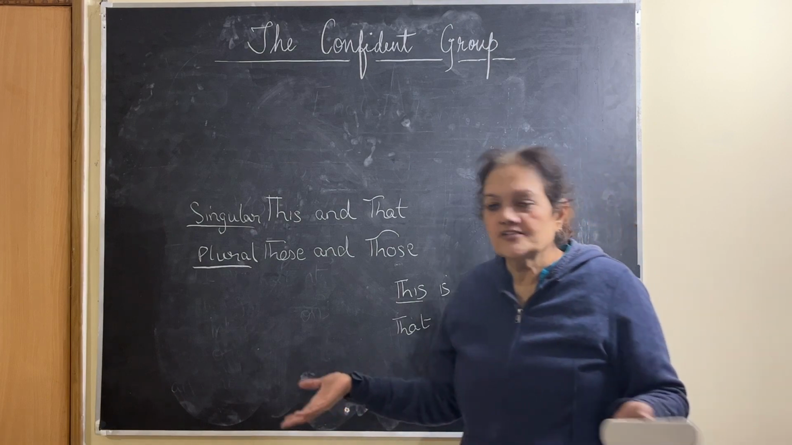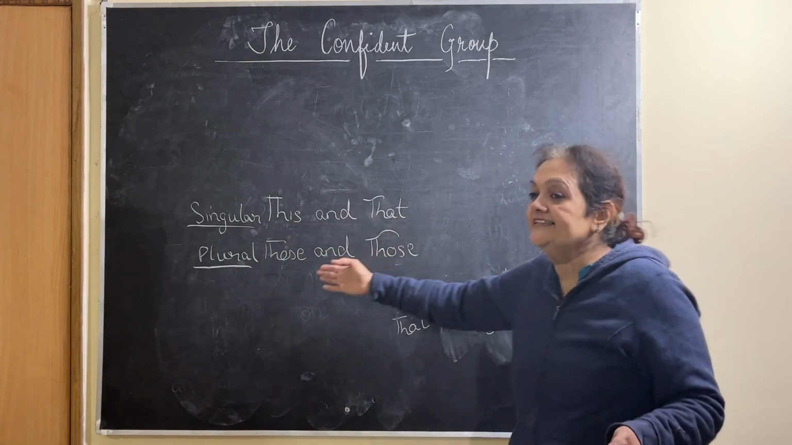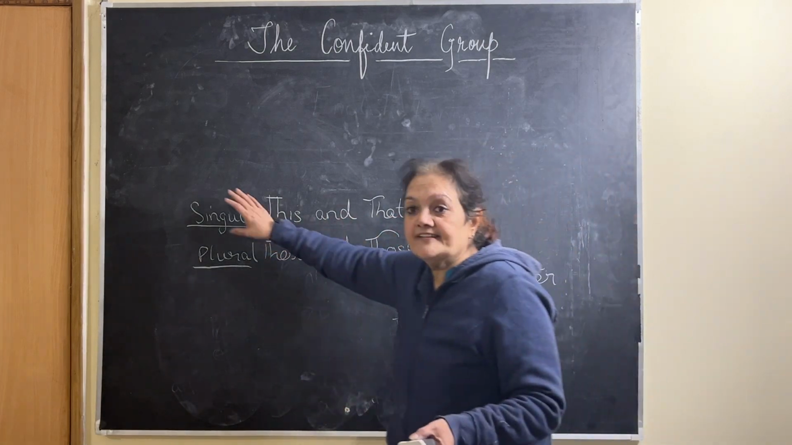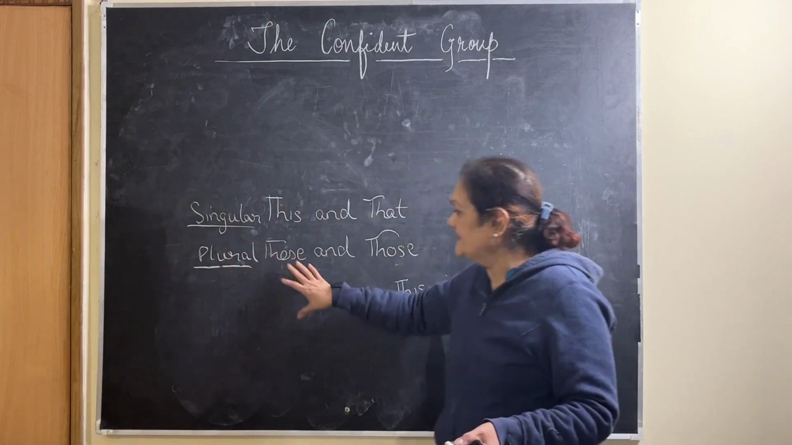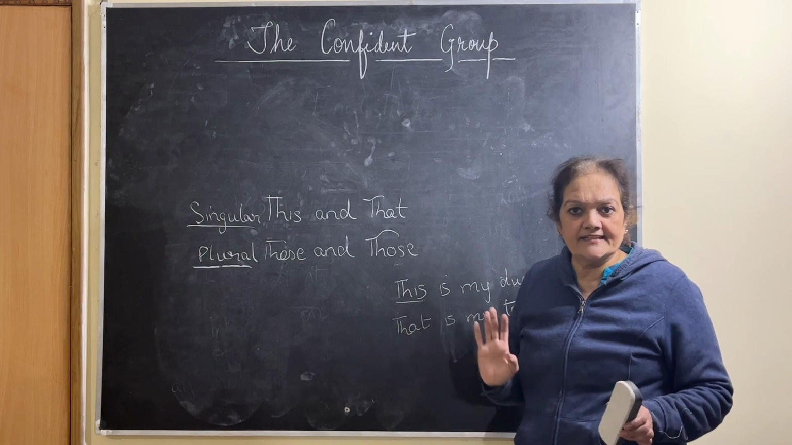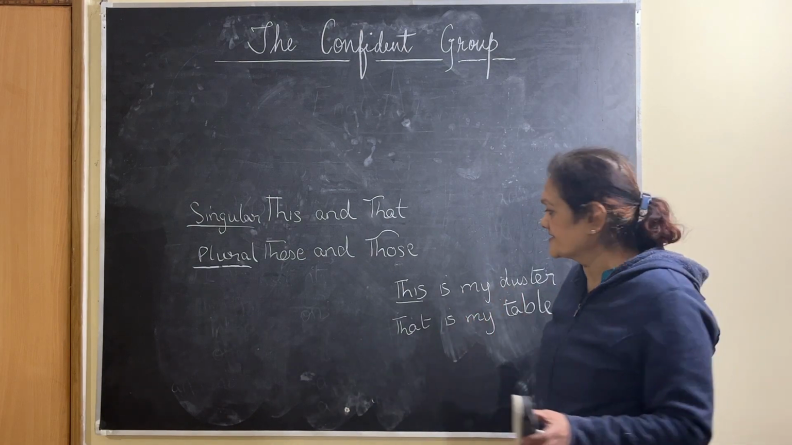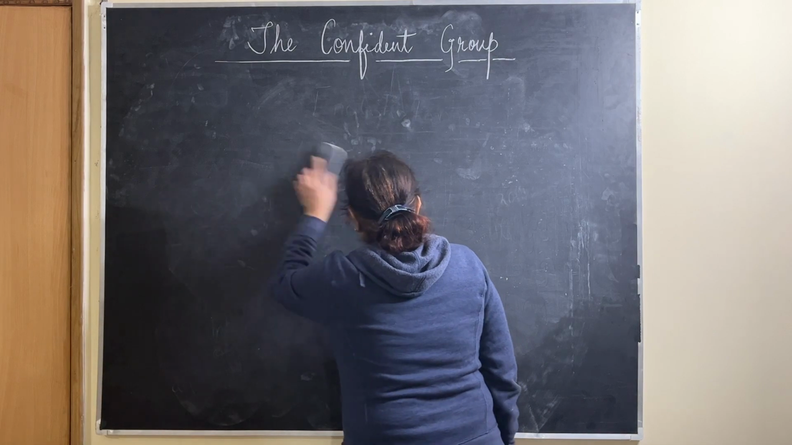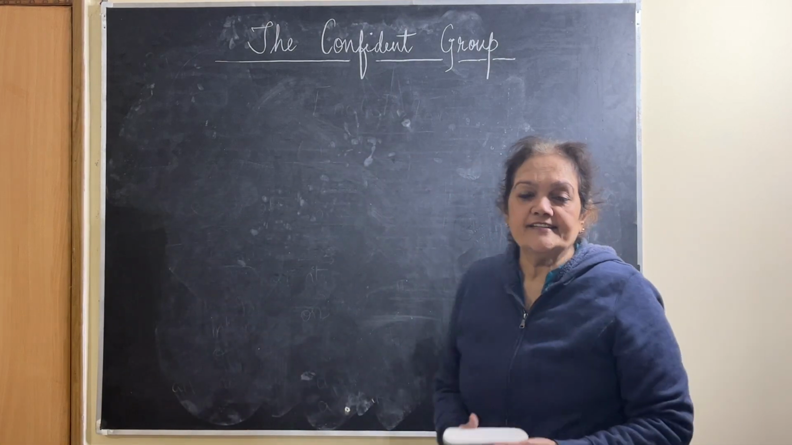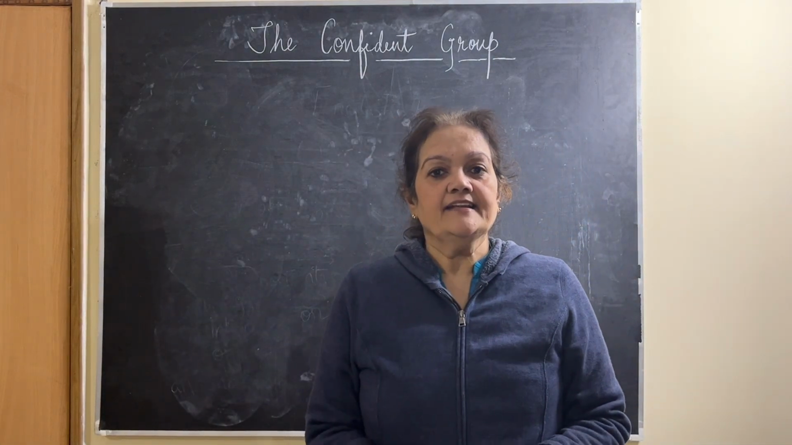Is it clear? So this and that, these and those. Singular for this and that, plural for these and those. Is it clear, this topic? I'm sure it is. This way you can understand where to use this and that.